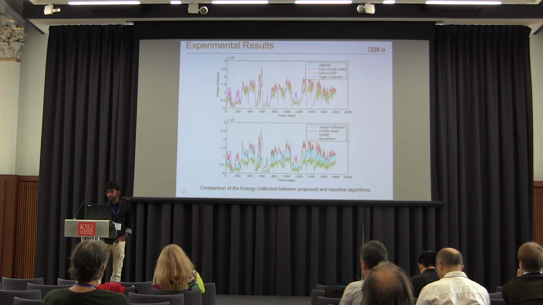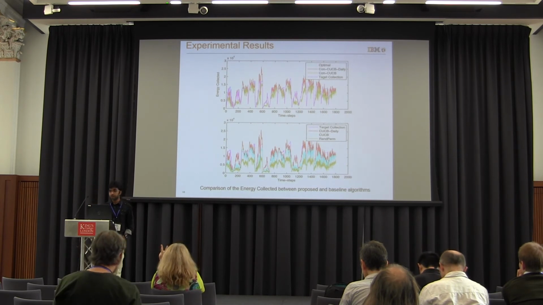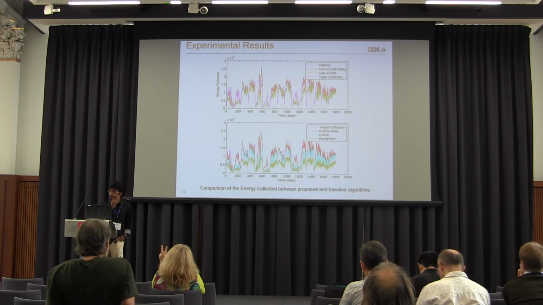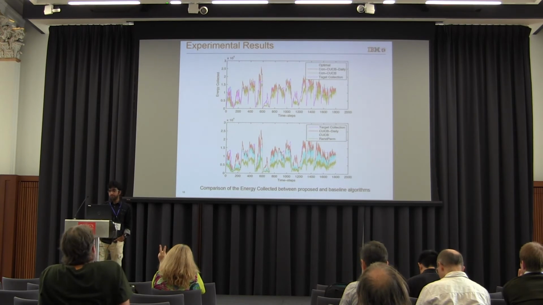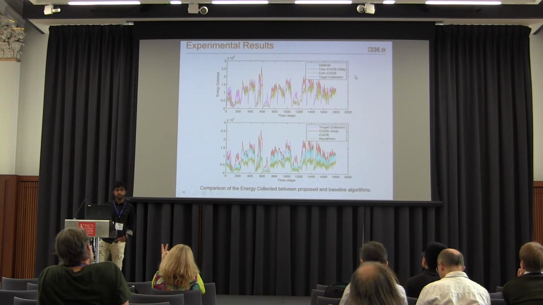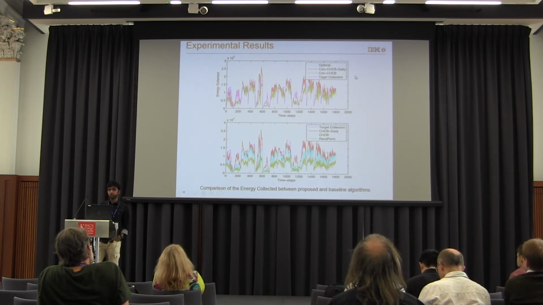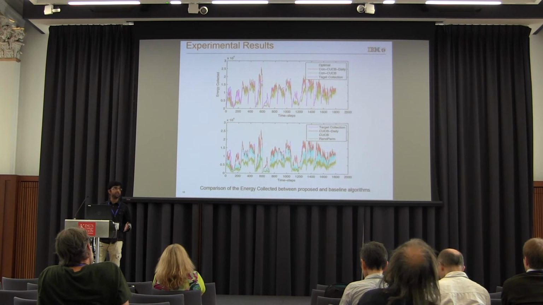The pink line is basically the target collection of the utility given energy intake limit over time. As you can see, CUCD daily in this figure and context CUCD daily are actually performing very well, and they are very close to the target collection, which means that the daily adjustment extension has a better impact on the algorithms.